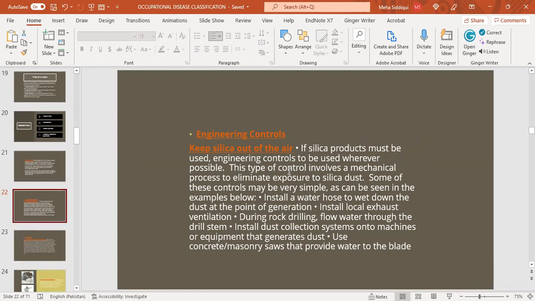If silica products must be used, engineering controls should be used wherever possible. This type of control involves a mechanical process to eliminate exposure to silica dust. Some of these controls may be very simple, as can be seen in the examples below: installing a water hose to wet down the dust at the point of generation, installing local exhaust ventilation during rock drilling, flowing water through the drill system, installing dust collection systems onto machines or equipment that generate dust, and using concrete masonry saws that provide water to the blade.